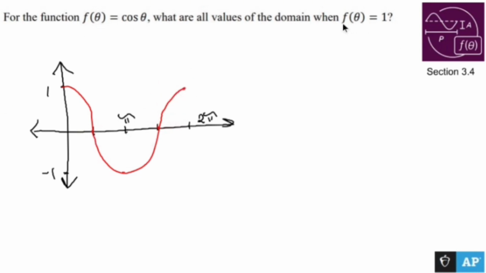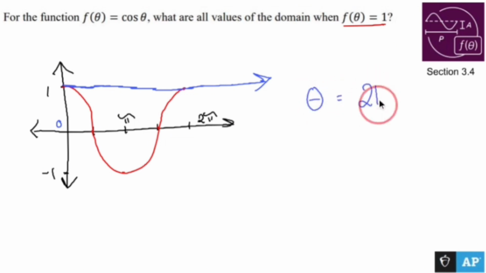Now, I care when f of theta equals 1. F of theta is going to equal 1 an infinite amount of times because it always peaks out at 1. So at 0, it's 1, and at 2 pi, and then at 4 pi, and then at 6 pi. So how do I represent that? This is going to happen every 2 pi. So this is going to equal 1 when theta equals 2k pi.